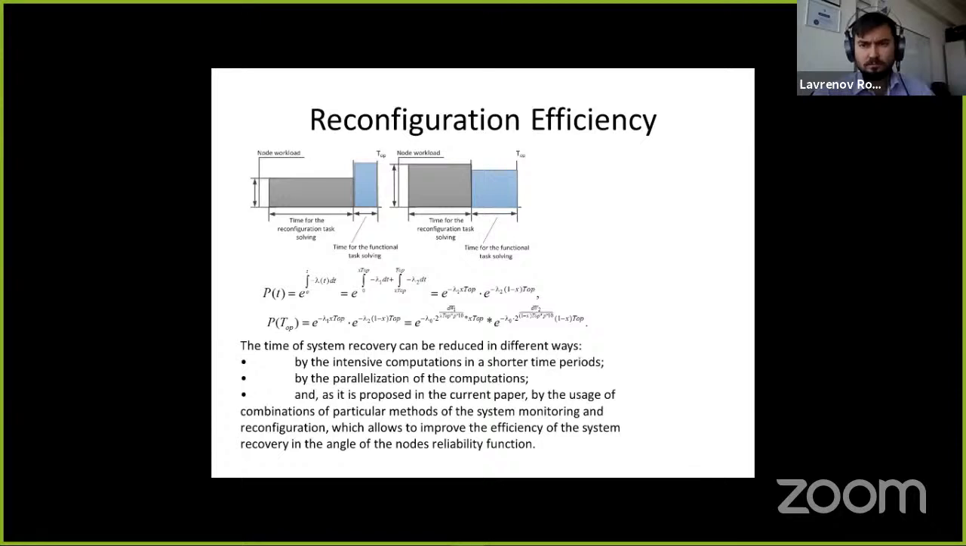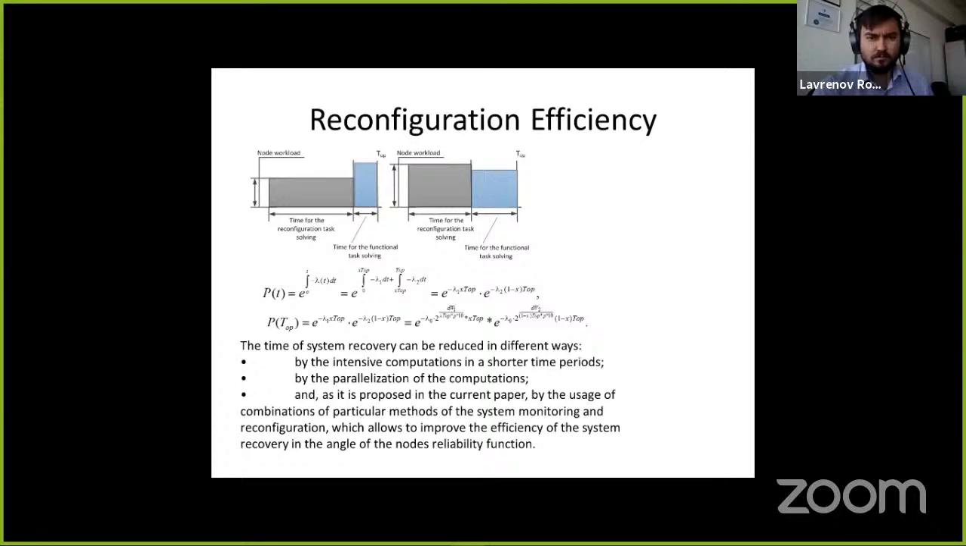The time of system recovery can be reduced in different ways: by intensive computations in shorter time periods, by parallelization of the computations, and, as is proposed in the current paper, by the usage of combinations of particular methods of system monitoring and reconfiguration, which allows improving the efficiency of the system recovery from the angle of the node's reliability function.